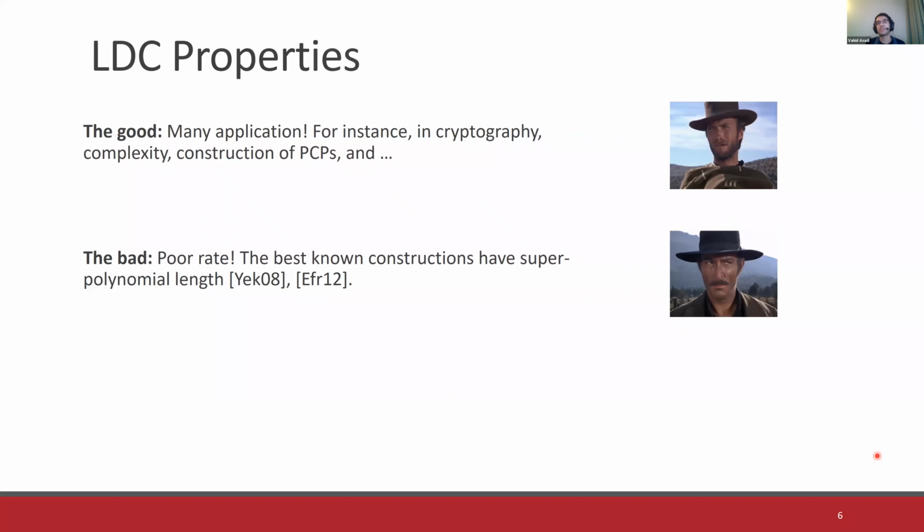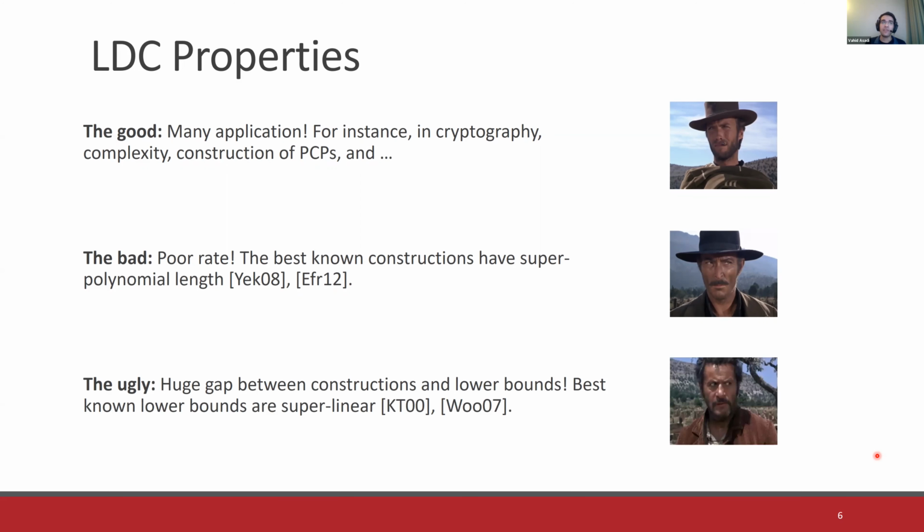The best known constructions that we have for locally decodable codes have super polynomial length, due to works of Yekhanin and Efremenko, who constructed these locally decodable codes with highly non-trivial ideas that achieve some super polynomial length. And the ugly thing about locally decodable codes is that there is a huge gap between the best known constructions and the best known lower bounds. For lower bounds, which are due to Katz-Trevisan and Woodruff, we know that locally decodable codes should have superlinear length. But as I said, the best constructions are super polynomial, so there's a huge gap in between.